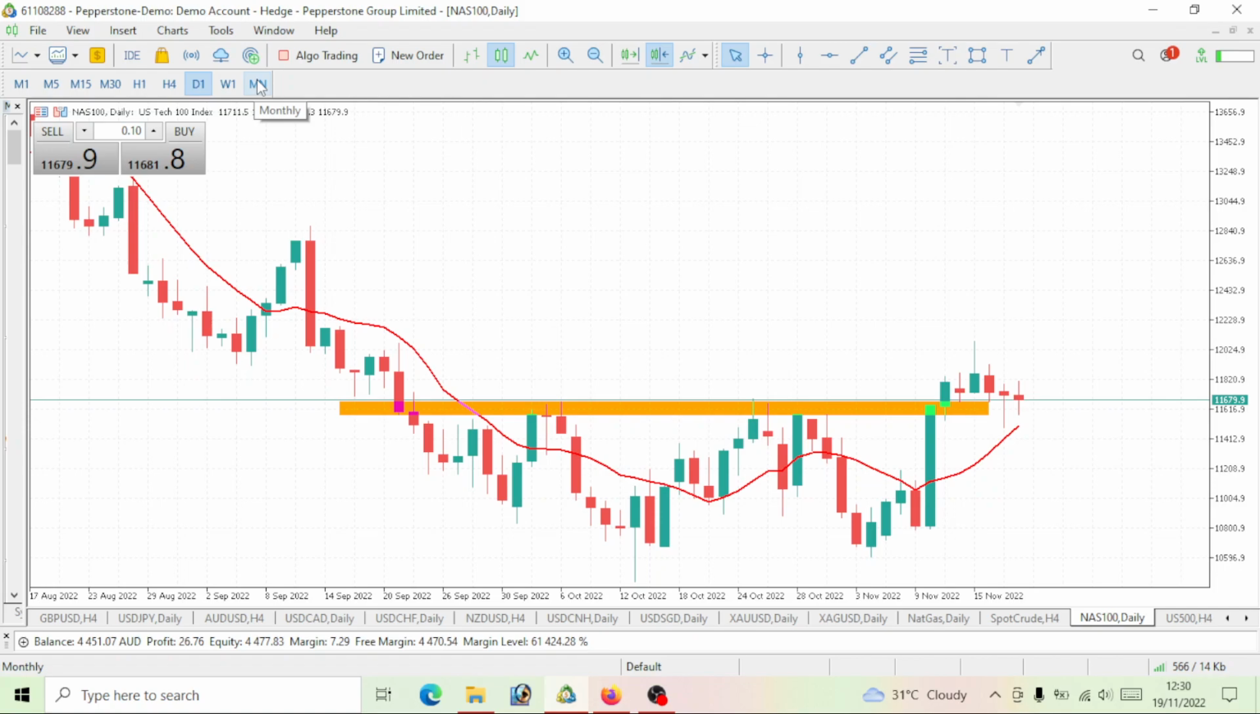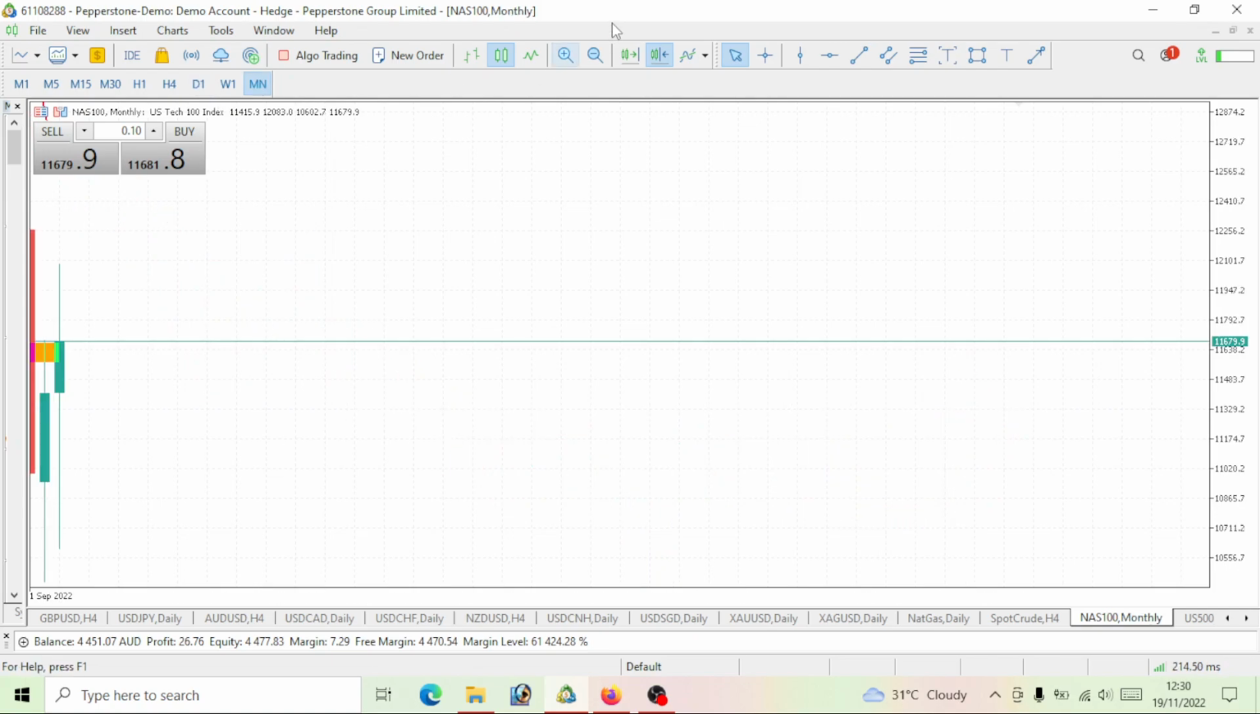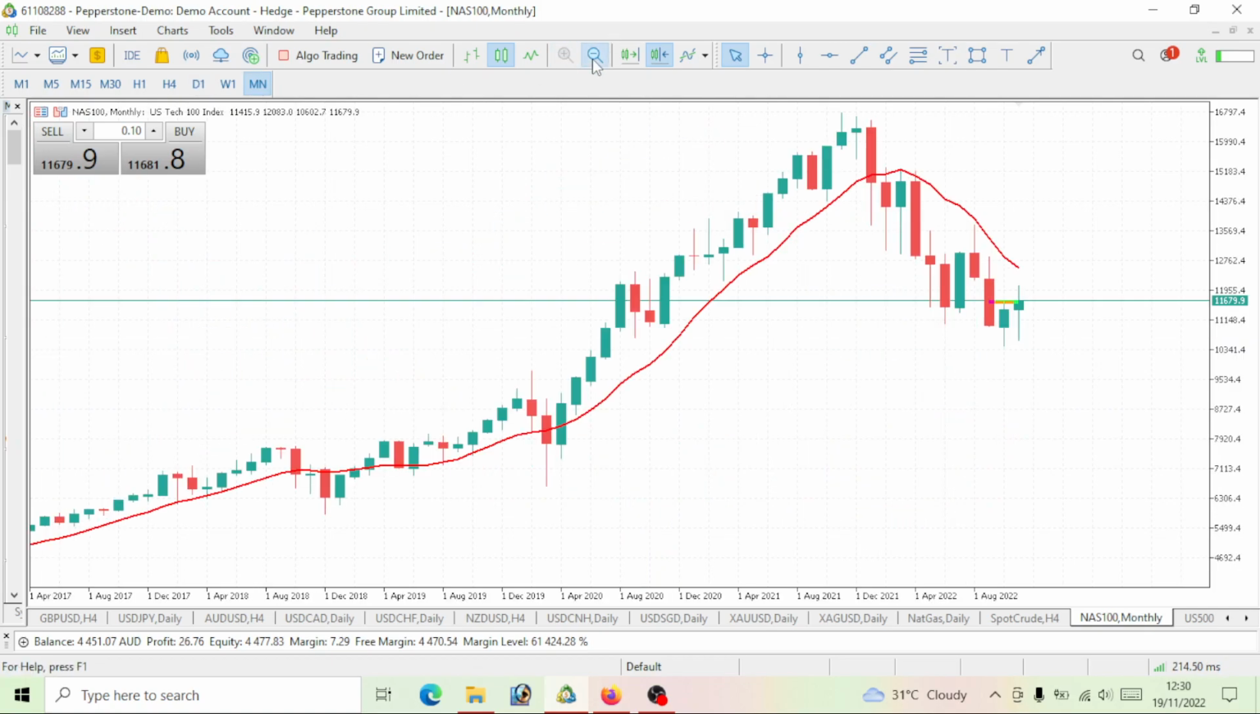I want us to actually start from the higher time frame, which is the monthly time frame. So we would analyze it downward to our 4-hour time frame. From the monthly time frame to our 4-hour time frame, I will analyze it and explain why we'll be taking such a trade.